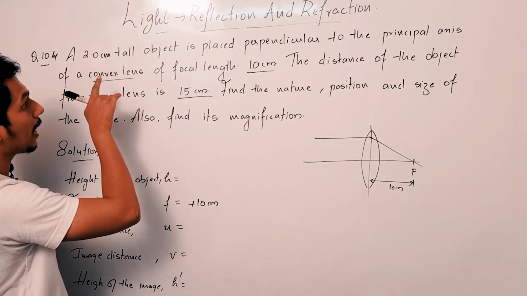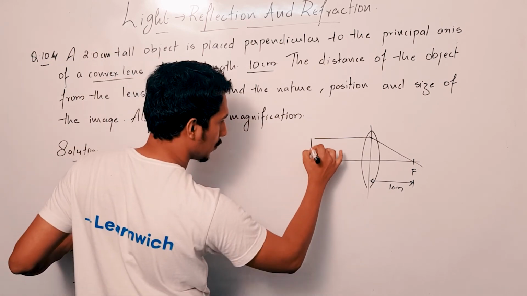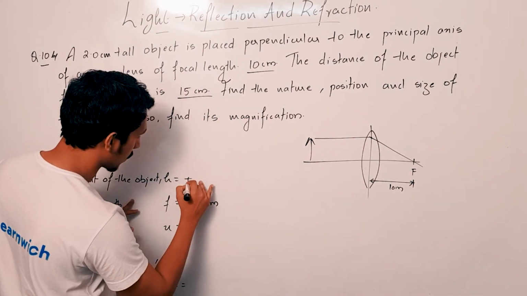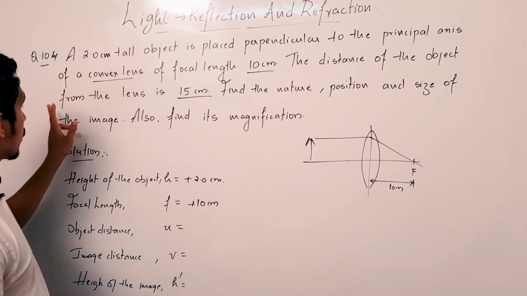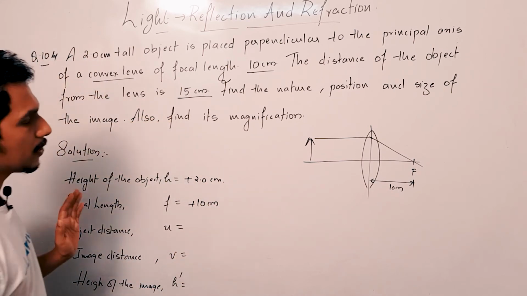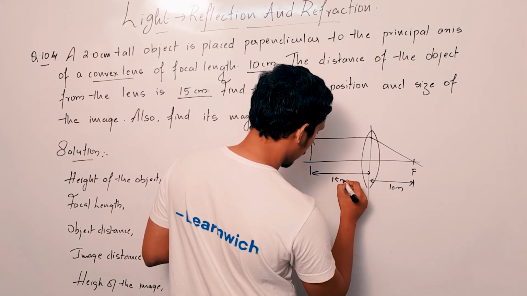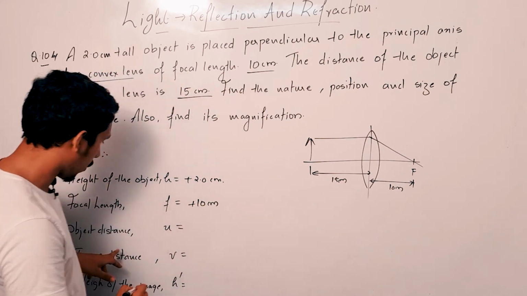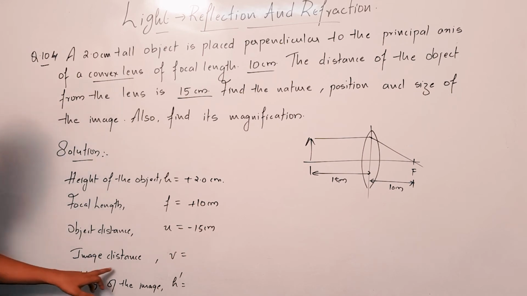The height of the object is also given, a 2 centimeter tall object. The object is usually placed erect. Nobody places the object inverted. So the height is positive 2 centimeter. The distance of the object from the lens is 15 centimeter, towards the left. So the object distance u is equal to minus 15 centimeter. You have to find out the position, size, nature, everything.